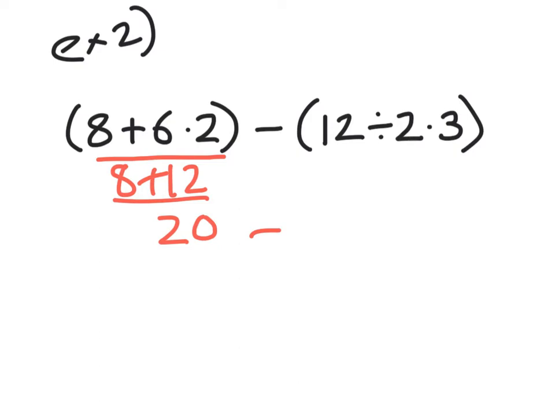Bring down the minus sign. Okay, the other parenthesis, what would you do first? 12 divided by 2 or 2 times 3? If you said 12 divided by 2, you're right, because multiplication and division both have equal priority, so whatever comes first. So 12 divided by 2 is 6, and then 6 times 3, that equals 18. All right, so this example is going to be 20 minus 18, which of course equals 2.